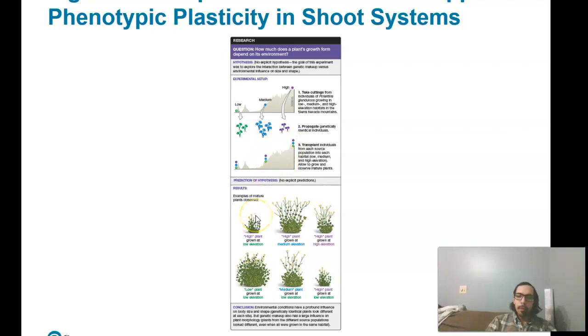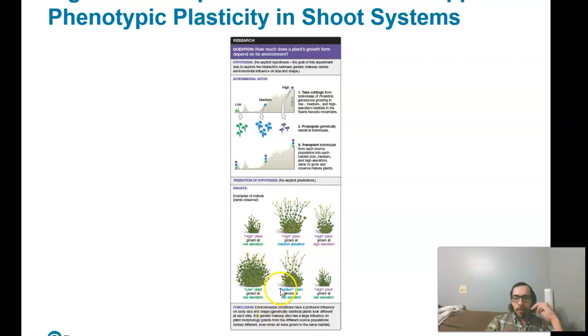Okay. And what they found was that there was a lot of variation, even when you have genetically identical populations. If you put them at different elevations, you got different plants, well, different shapes of the plant. Okay.